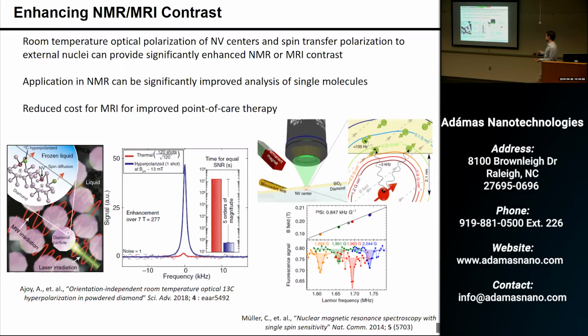So in general, what this can allow you to do is locally improve, in the case of NMR, the sensitivity. And in the case of MRI, in theory, you can use much lower magnetic field strengths to get the same benefit. And ideally, that will hopefully be an application that will come to light, especially in point-of-care therapy and smaller hospitals, for example, which can't afford a multi-million-dollar MRI machine, right?